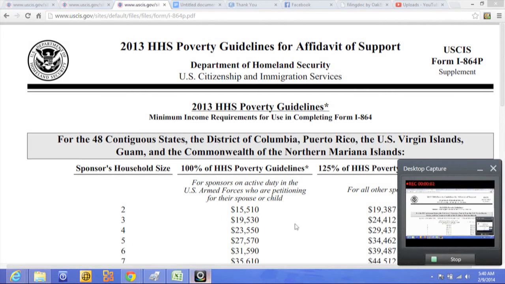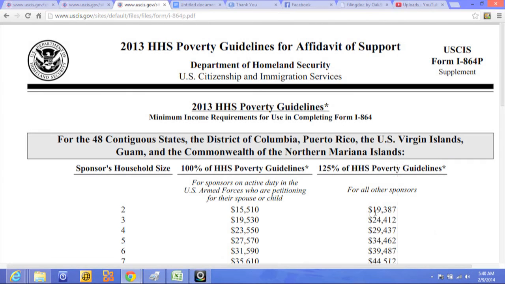Okay guys, now you find out that your income is not enough. After checking the table of the poverty guideline, you find out that your total income, your gross income, is not enough. So you can try to use income of people in your house.